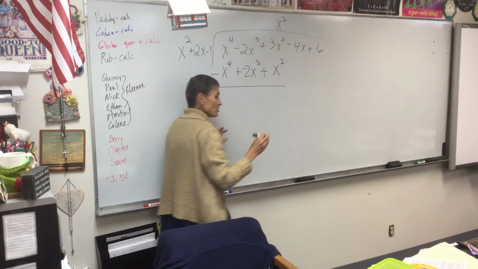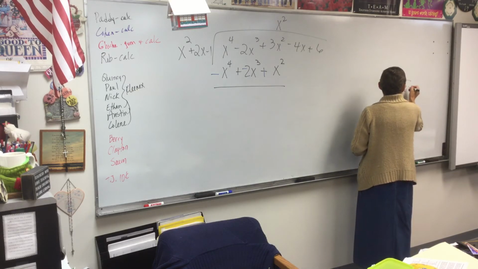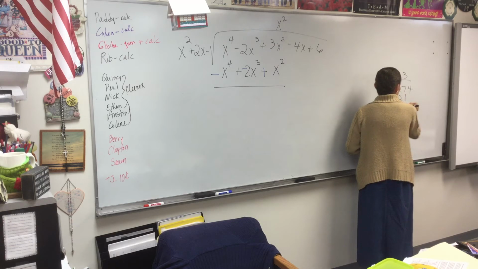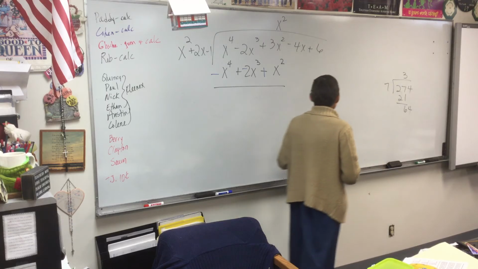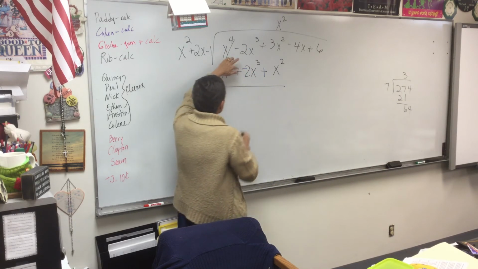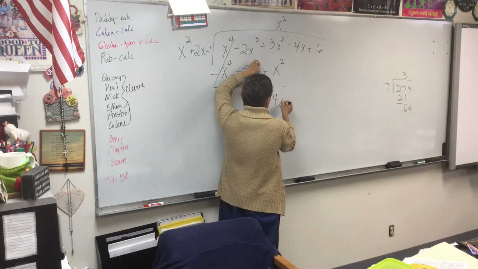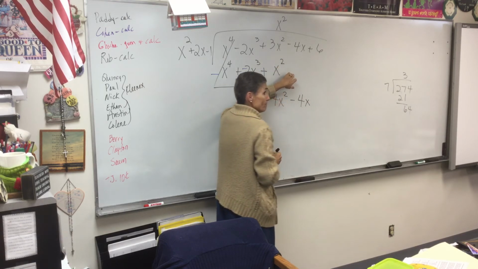And before you say, why are you doing that? Think about regular long division. You put a 3 up here, and then what would you do? Subtract. It's the same process. So I'm going to subtract. So these are gone. They have to be gone. These are not gone. It's negative 4x cubed plus 4x squared. And then I'll bring down my next term.